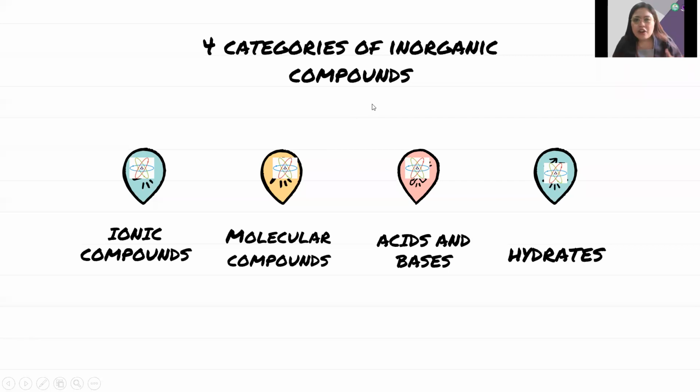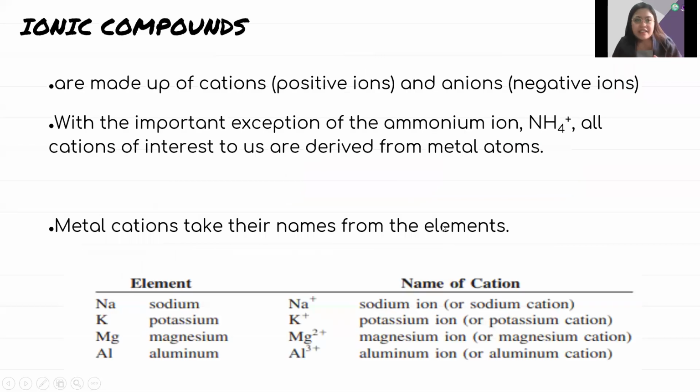Now we have 4 categories of our inorganic compounds. We have the so-called ionic, molecular, acids and bases, and lastly we have the hydrides. We will start with the ionic. I believe you are very familiar with the ionics: when we say ionic class, it means we have ions, and these compounds are made up of both positively charged ions and negatively charged ions. So you really have a cation and an anion in the components of your compound.